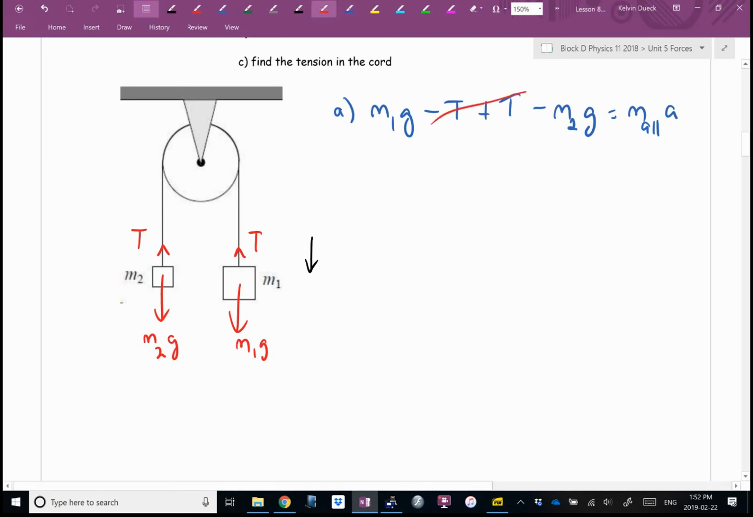So, Savannah, we get to do that. How would I get the A by itself? Divide by what? Yeah, M all, which is going to be M1 plus M2. So I'm going to put A equals, you said I'm going to divide by M1 plus M2, and it looks like M1G is going to drop down and a minus and an M2G.